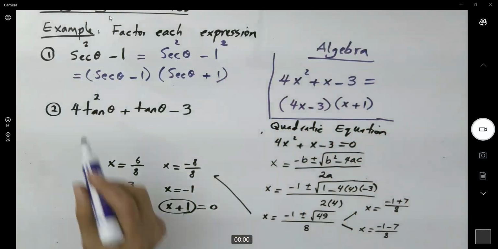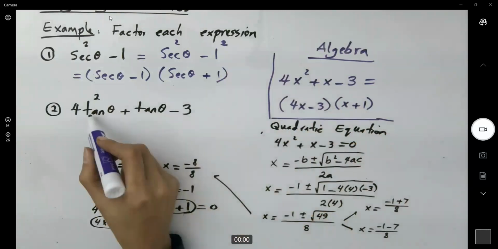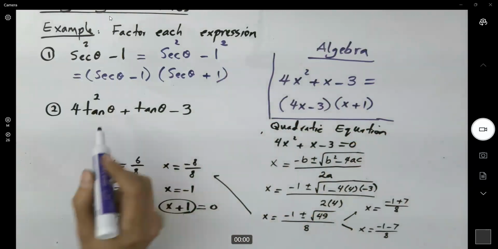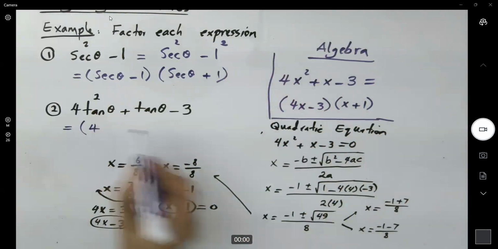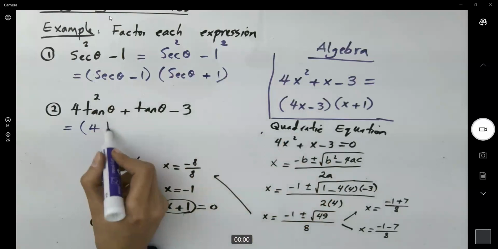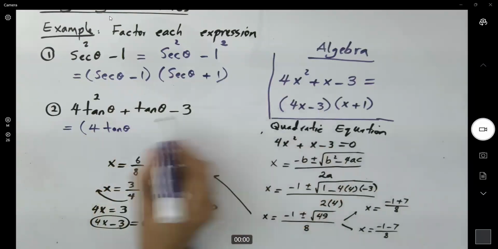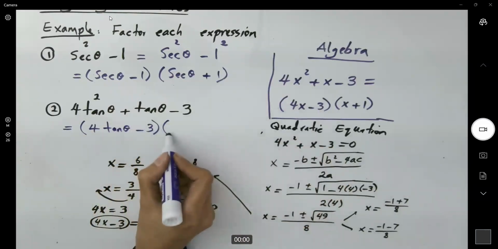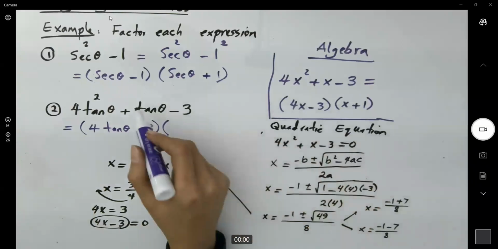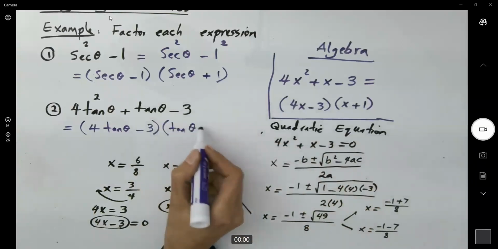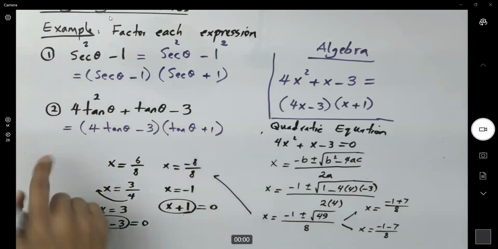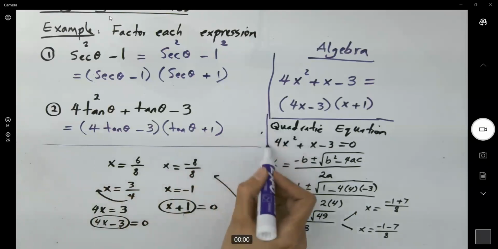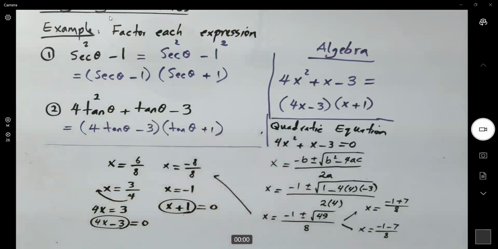So identify your x. x is equal to tangent theta. So this can be written as 4 times x, where x is tangent theta: 4 tangent theta minus 3, in parentheses, tangent theta plus 1. So we wrote this expression in factored form. Very good. Let's take a look at another example.